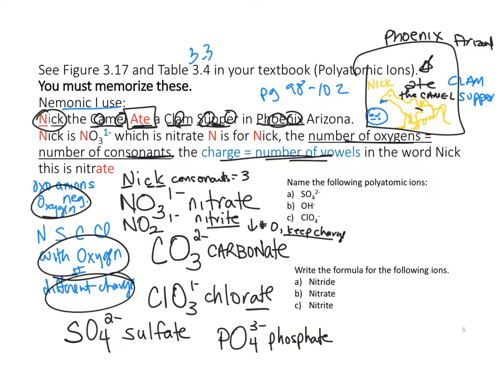Carbonite, but that's not one of them. Sulfite. Sulfite, well, this is sulfate. So how will we get sulfite? You drop the number of oxygens, so from 4, you drop it to 3, and you maintain the charge, 2 minus.